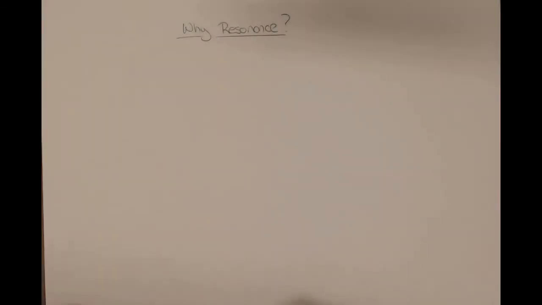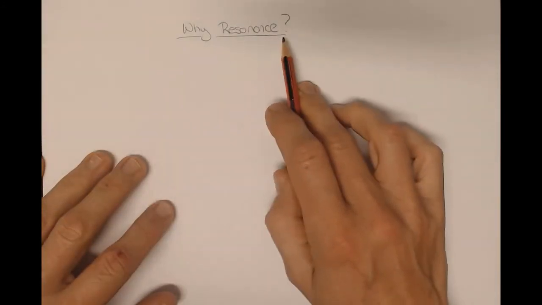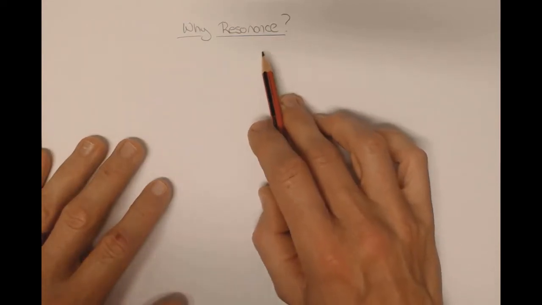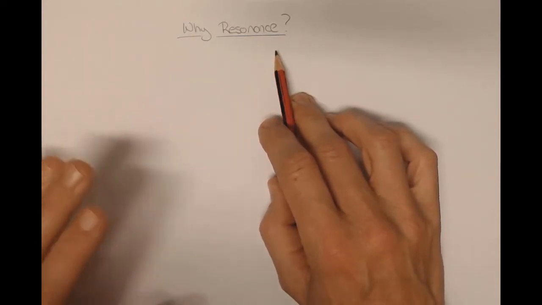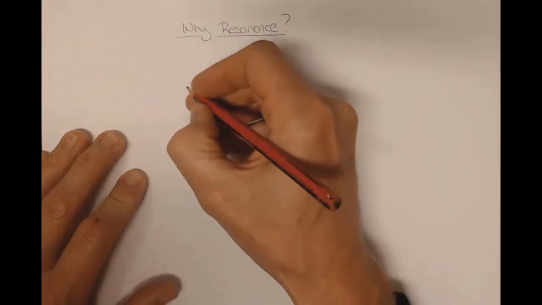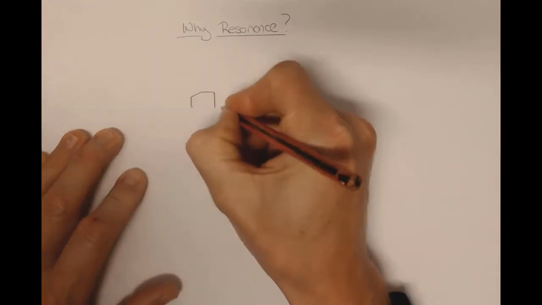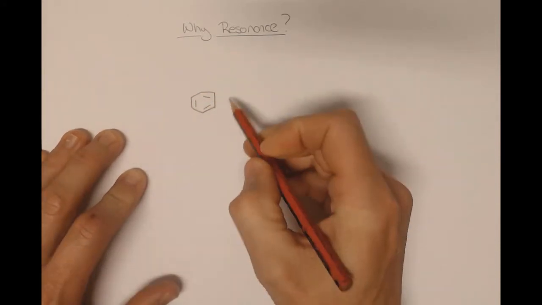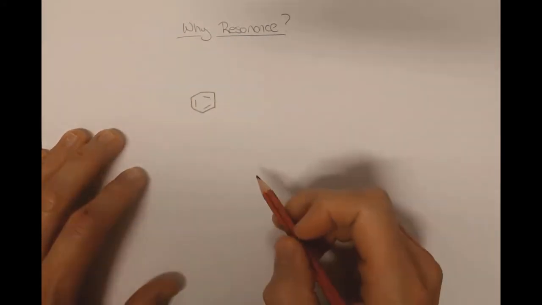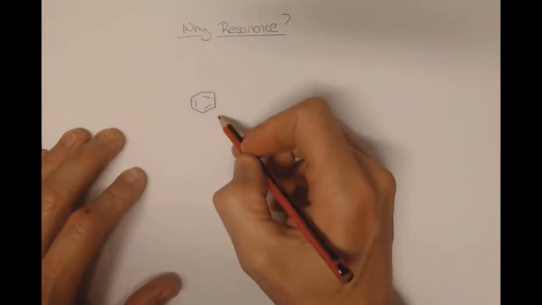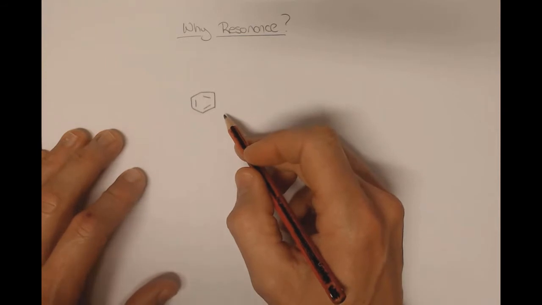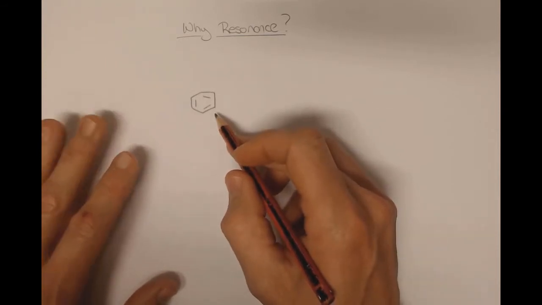So what I want to do now is look at why we're discussing resonance, and specifically I'm going to look at a problem that we have with our line structures. To do this, I'm going to start off by looking at a molecule of benzene. We've looked at what benzene looks like, and I drew this out for you, and we've learned how to name it.